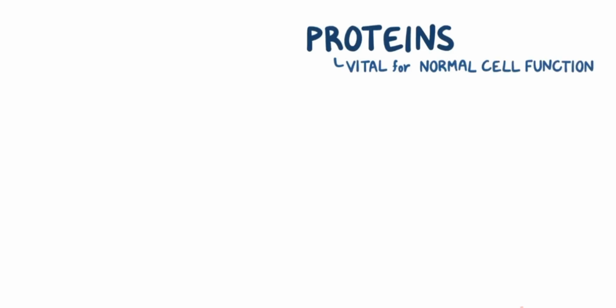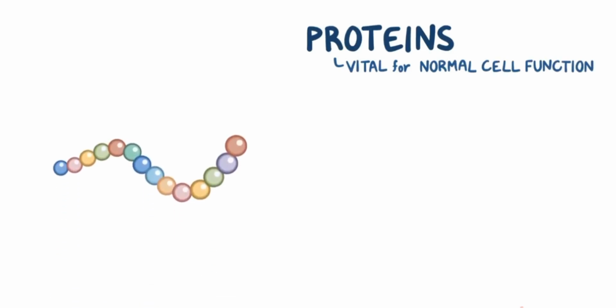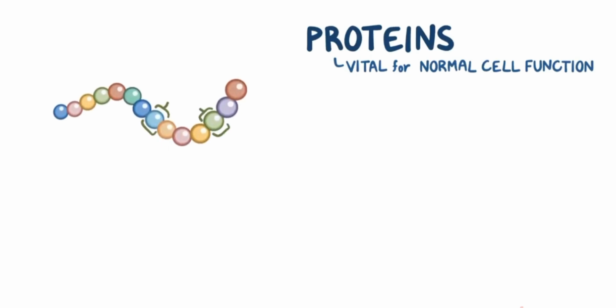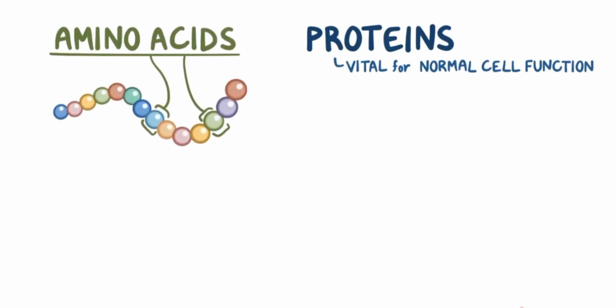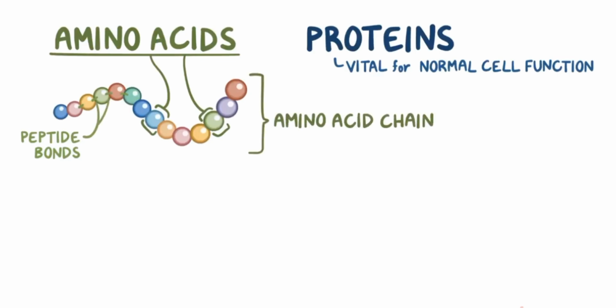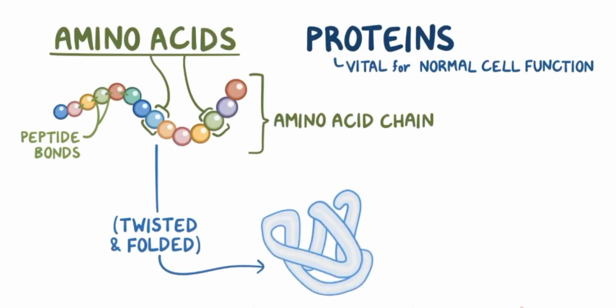normal function of a cell. Essentially, a protein is, at its simplest, a very long chain of individual units, called amino acids, bound to each other by peptide bonds to form an amino acid chain. They sort of resemble a string of beads, and they get twisted and folded into a final protein shape.